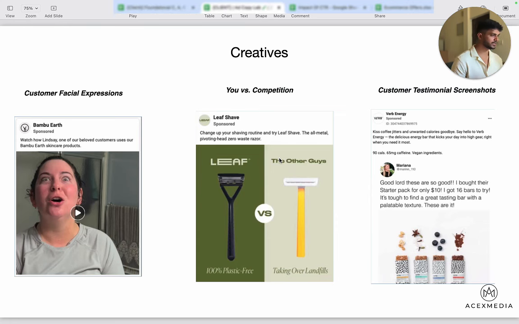The second ad that we are testing is the you versus competitor ad, wherein you compare your brand versus the competitor. You don't have to name your competitor, you can just say the other brand or something like that, and you compare all of your unique selling points. You show why you're better and what results your customers will get after buying your products rather than your competitors' products. Then we have the customer testimonial screenshot. We just take a Twitter screenshot of the customers and we run it as the ad.